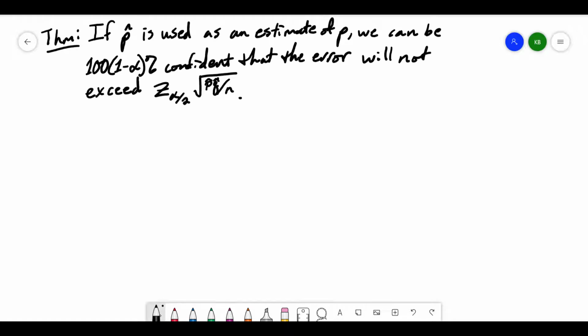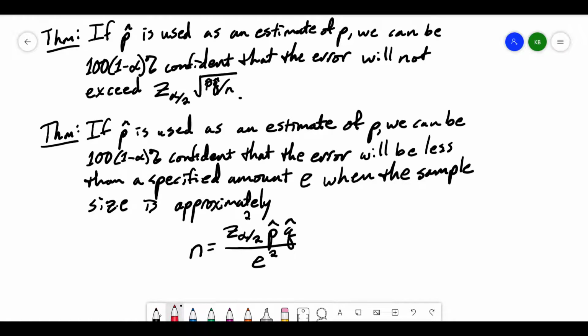Now, as with previous ideas of finding confidence intervals, we have a couple of theorems that follow. Our first theorem is that if we're using p hat as an estimate of our parameter p, we can be whatever percentage confident our confidence interval was that the error will not exceed the value that we're adding or subtracting from our p hat value to determine our confidence interval. Our second theorem tells us that if p hat is used as an estimate of our parameter p, then we can have that amount of confidence that the error will be less than some specified amount, so it lets us choose the amount of error, and then we can solve for the sample size we need.